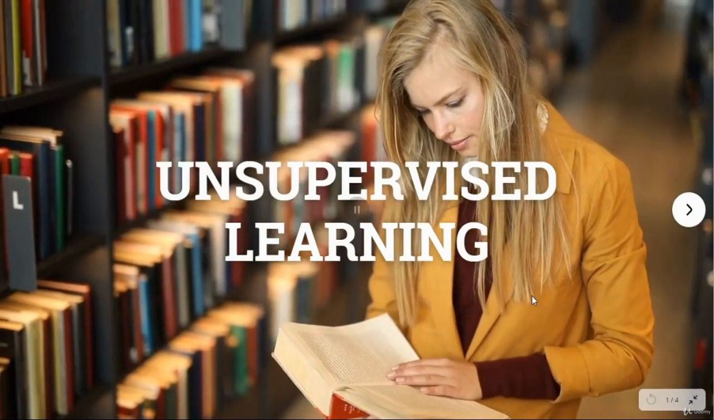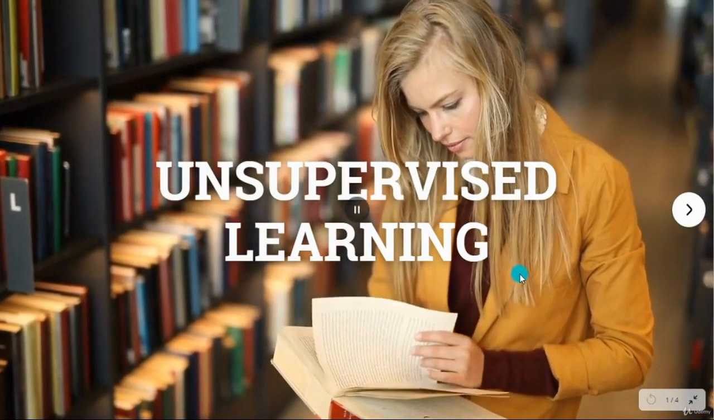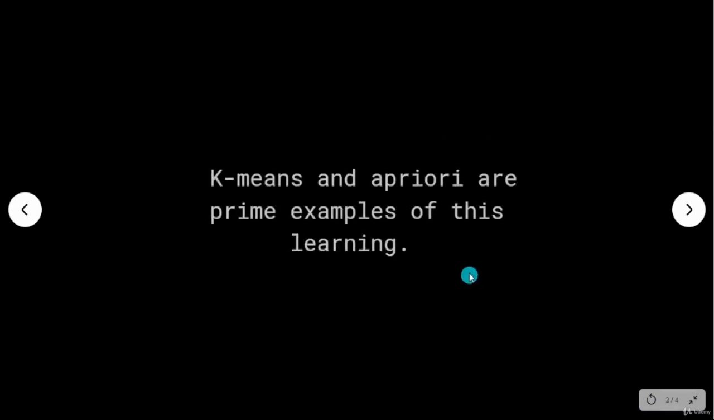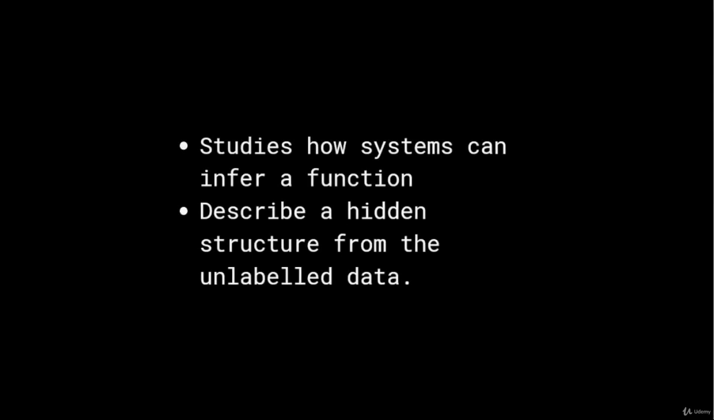Let us now begin with our second part, that is unsupervised learning. This learning includes algorithms that are used for clustering, as it has no target variable or coefficient to predict in the picture. K-means and Apriori are the prime examples of this learning. Unsupervised learning studies show how systems can infer a function to describe a hidden structure from the unlabeled data.